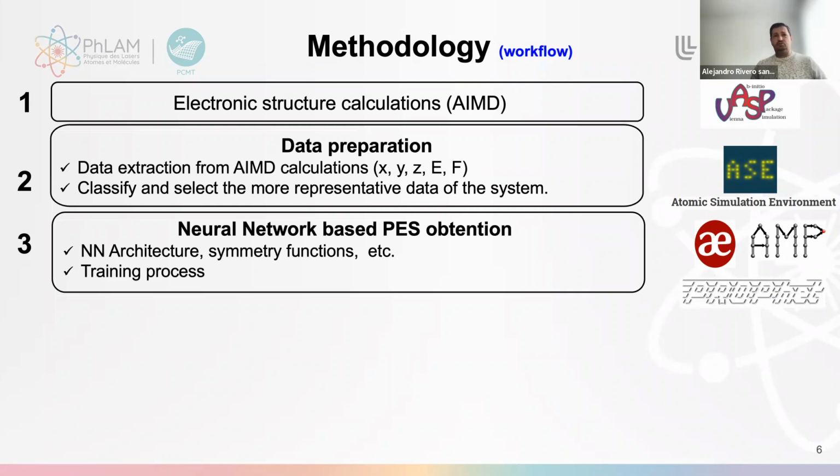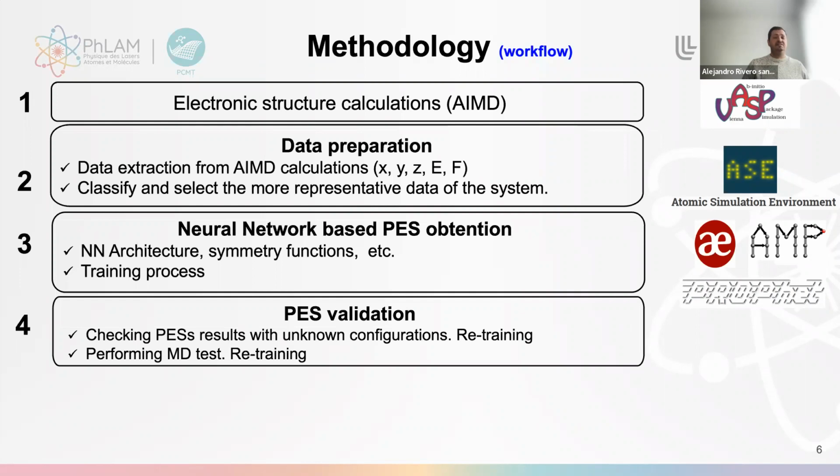After making the training process, you need to pass to the validation step, that is the PES validation step. So you need to check the results, but now you need to use unknown configurations to be sure that your neural network is right in the prediction of the properties of the system. And you must perform some molecular dynamics tests, and normally you also need to come back to the first step, because you need to add some configurations and do the retraining of your neural networks.